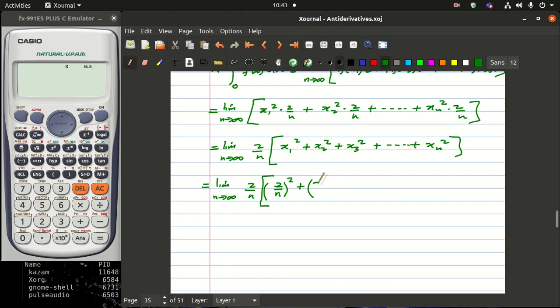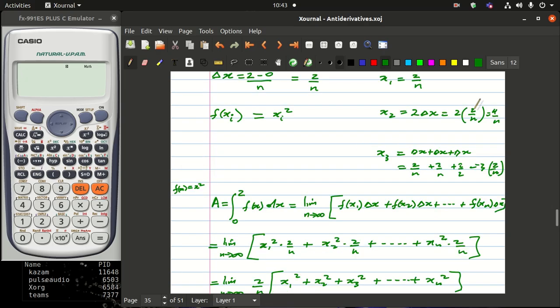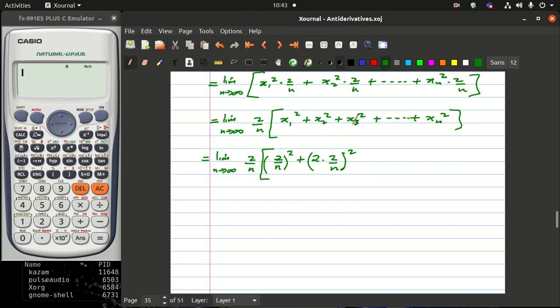This one, it is 2 times 2 over n, and then you are squaring it up. According to what we found there, it was that 2 times 2 over n. And then when it comes to this one, of course, it's going to be 3 times 2 over n, and then you square it up, plus blah, blah, blah, up until you arrive at n times 2 over n, and then you square it up. You will see this thing is not even hard.